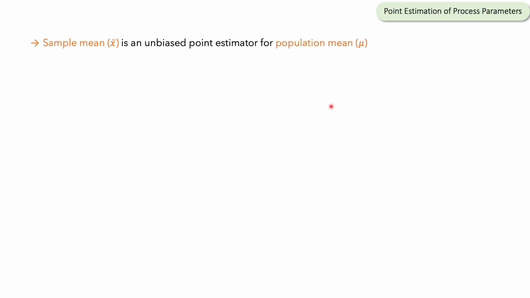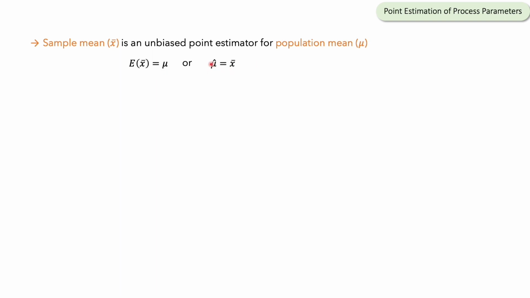Now, sample mean is an unbiased point estimator for population mean. Sample mean is represented with x bar and population mean is represented with mu. It can be expressed like E of x bar is equal to mu. This E is actually the expectation operator, meaning the expected value. So we estimate the value of mu by the value of x bar, the sample mean, or it can be represented like this.